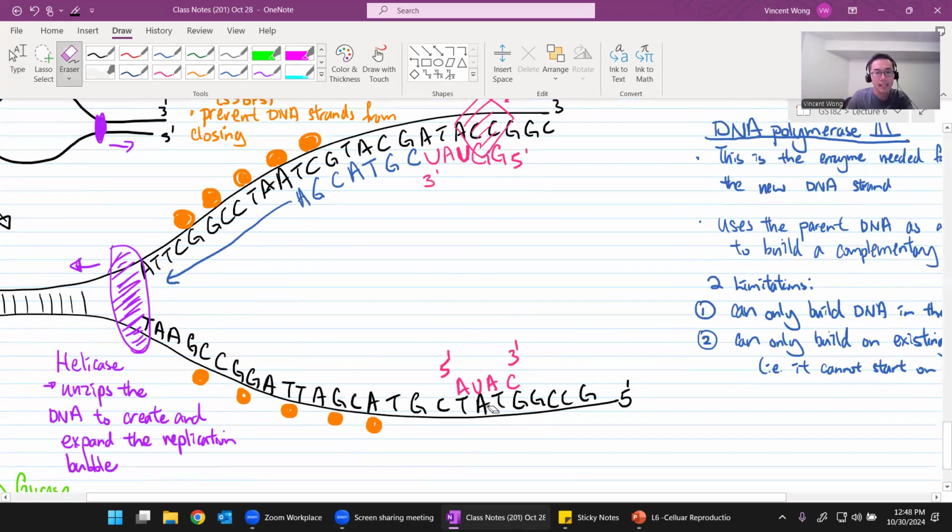And so that's a few examples, so to speak. And now the DNA polymerase is going to come and continue to build. But my question is, which way is it going to go? Is it going to go to the right or is it going to go to the left?